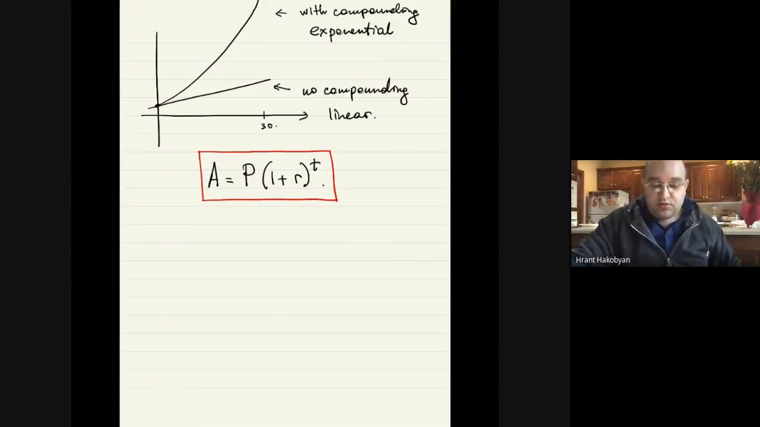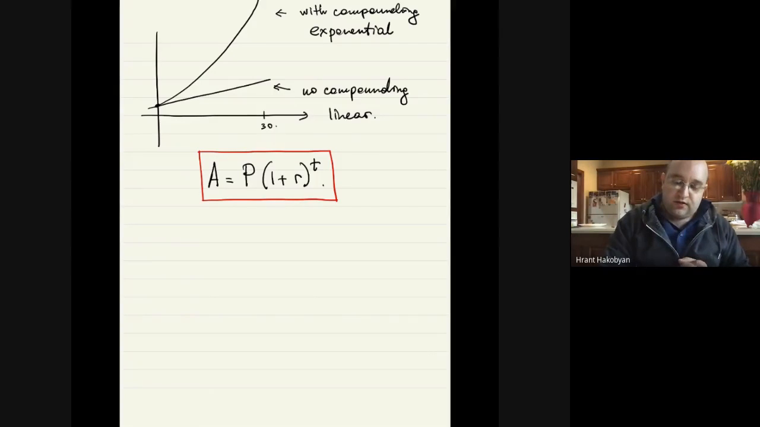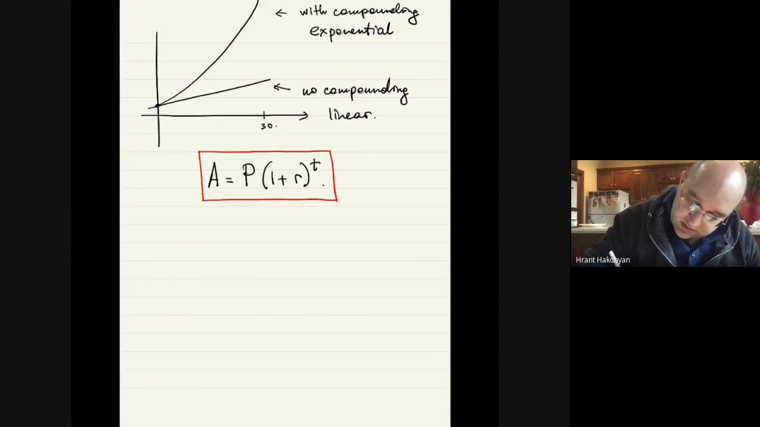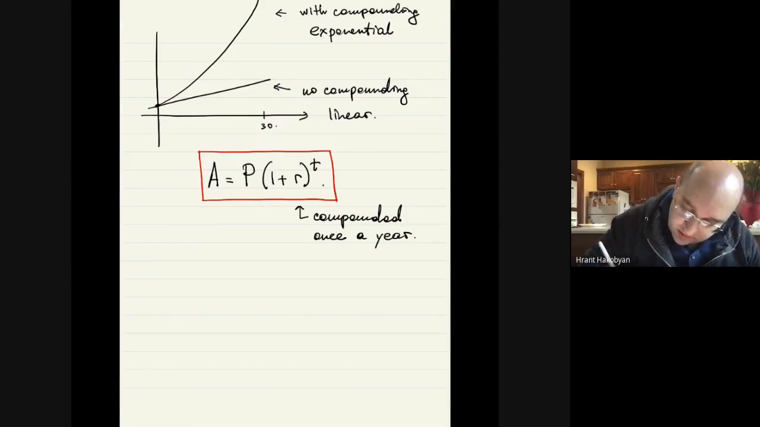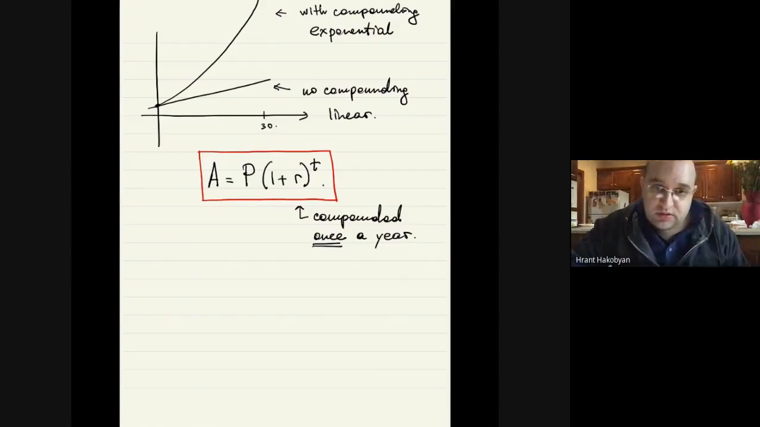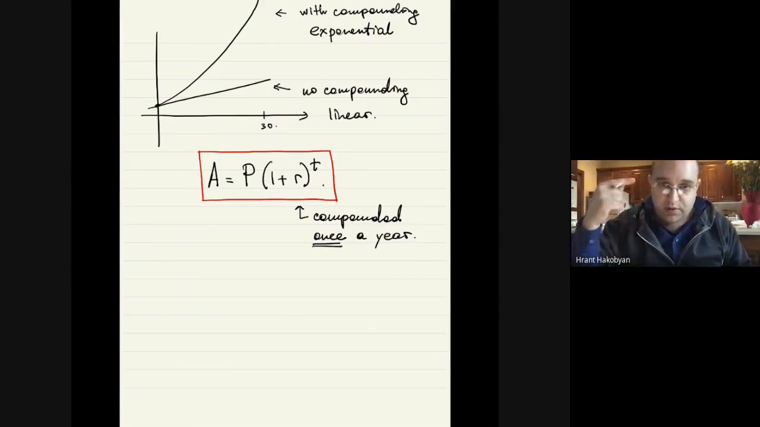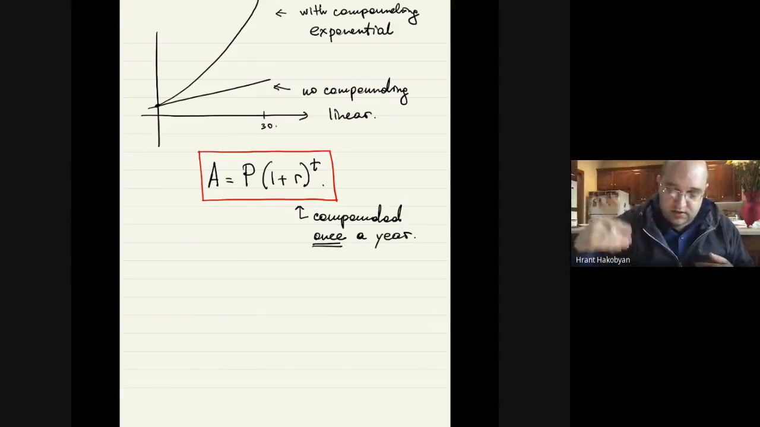However, usually what the banks do is what's called compounding, not just once a year, but several times a year. So maybe I should write this down: this is compounded once a year. What they usually do is they don't compound just this 5% at the end of the year. For instance, if your yearly rate is 5%, they can compound during the first half of the year and then during the second half of the year.